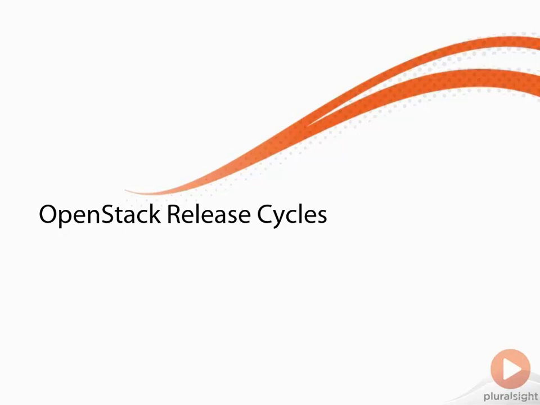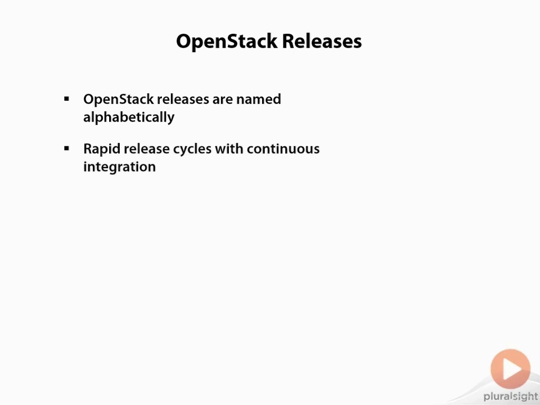Next, we're going to look at the OpenStack release cycles. OpenStack releases are interesting in how they're done. Firstly, they're named alphabetically, kind of like storms, so they're easy to remember if you look at the order of the first letter of the name. They're continuously released through, pardon the pun, continuous integration and continuous deployment.